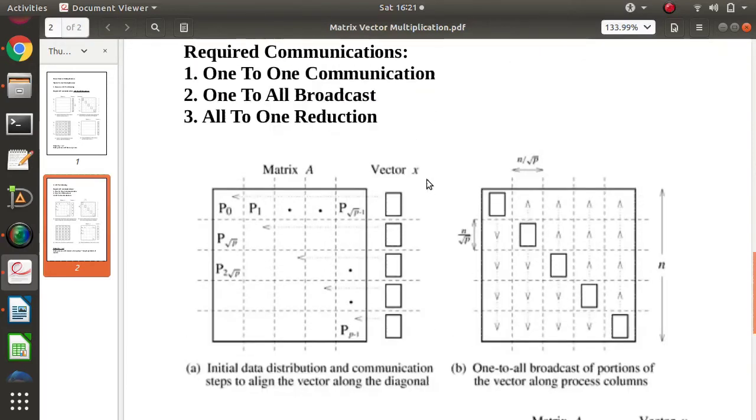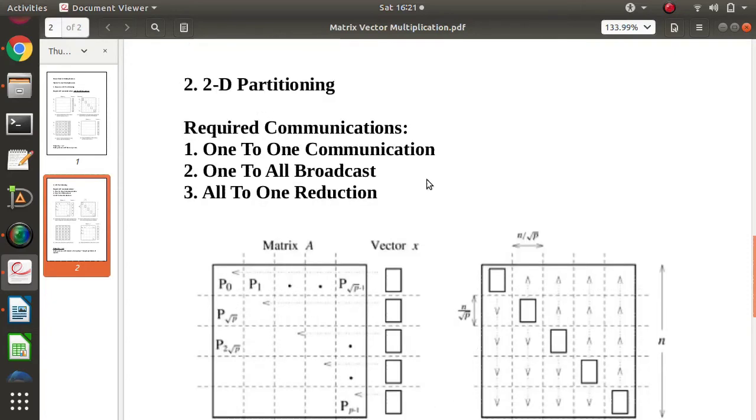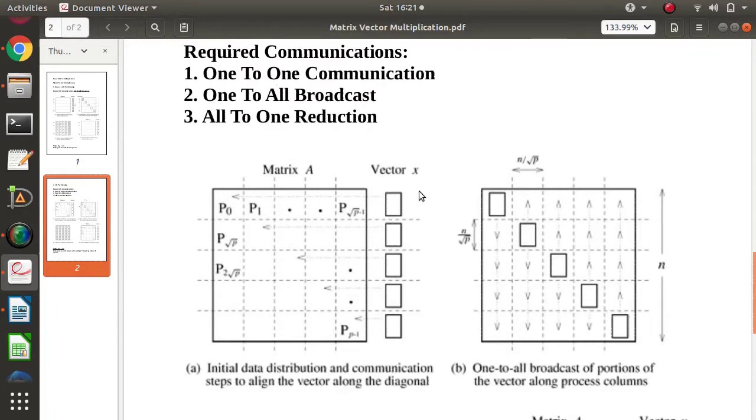Okay. So I am giving a summary of this. Here it is a 2D partitioning. So what we are doing here, all the elements are allocated to individual separate processes. Suppose there are n rows and n columns. So total elements are n square. So we are taking n square processes. One process will have one element. Another process will have another element.